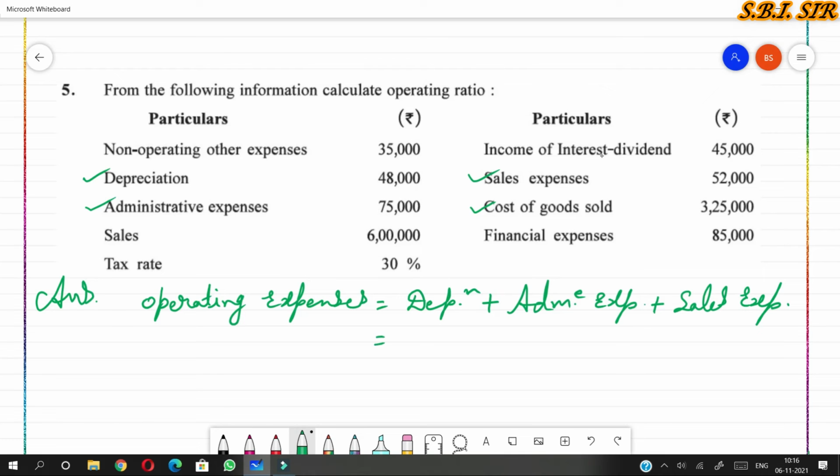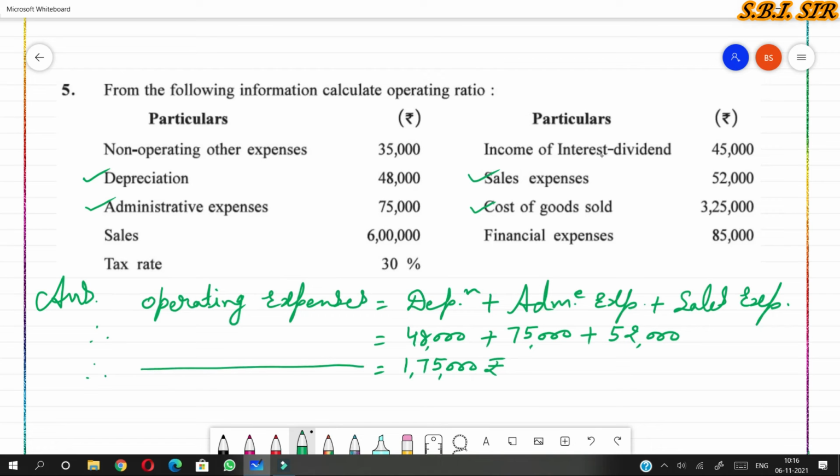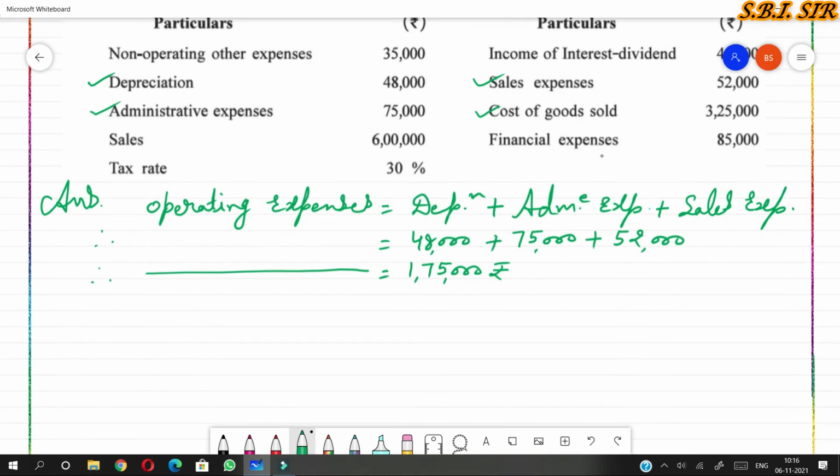So depreciation is 48,000, administrative expenses 75,000 and sales expenses is 52,000. 48,000 plus 75,000 plus 52,000 equals 1,75,000. These are operating expenses. Now we have to find out operating ratio.